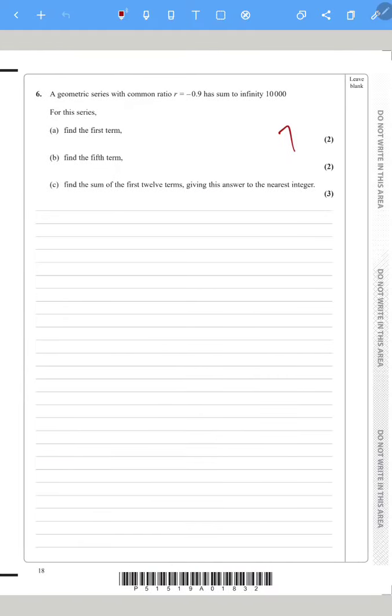Okay, what's the next one? 7. For the first term, geometric sum to infinity of that, so that means that there's x over 1 minus 0.9 equals 1, 0, 0, 0, 0, x equals, on my calculator, 1 minus 0.9 equals 19000.